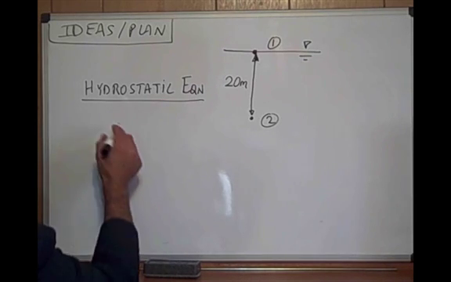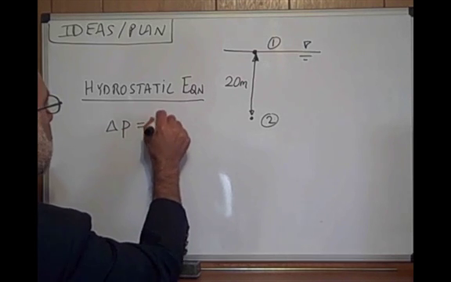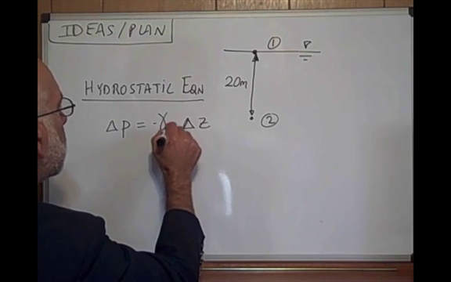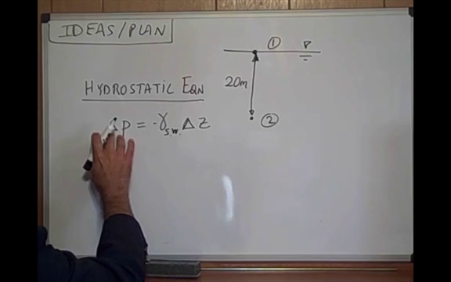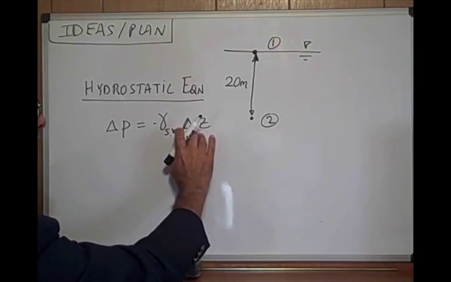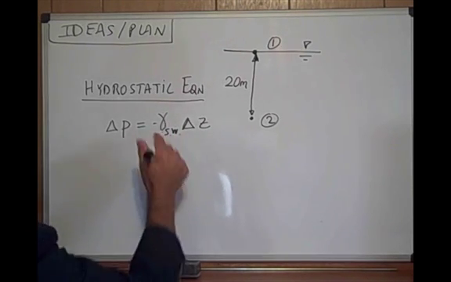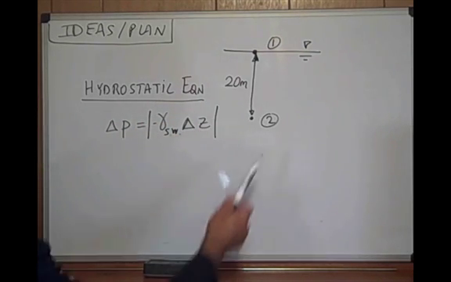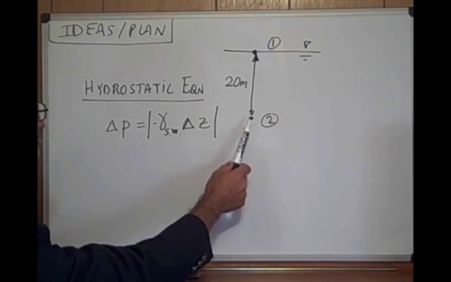The hydrostatic equation, let's use this form. Delta P equals minus gamma, delta Z, we'll subscript that for seawater. We want to find how much the pressure increase is. This is a change in elevation, that's 20 meters, and we've looked up that value already. And the way I like to think of this equation is just putting an absolute value there, because we know that as we go down in depth, pressure will always go up.